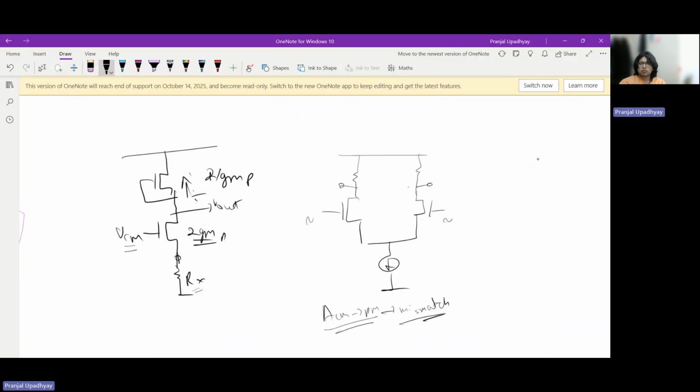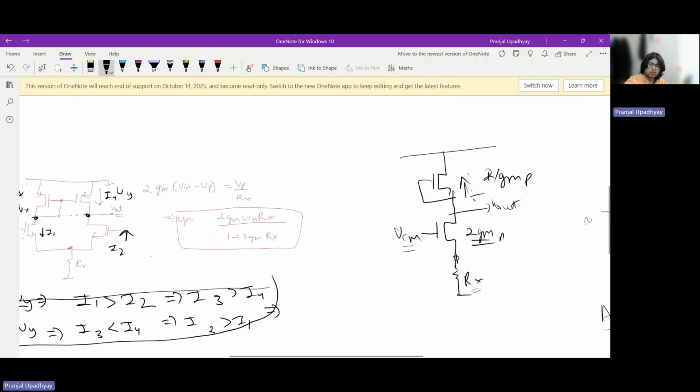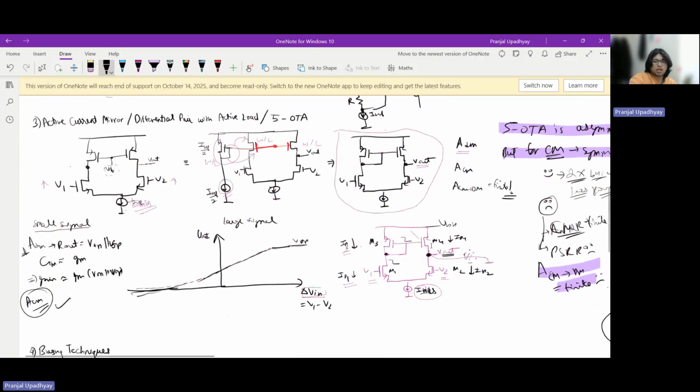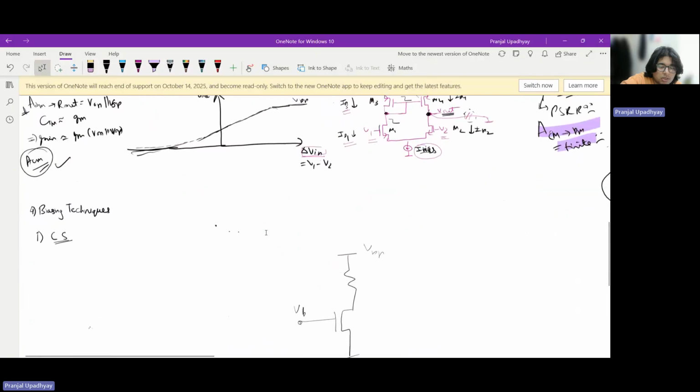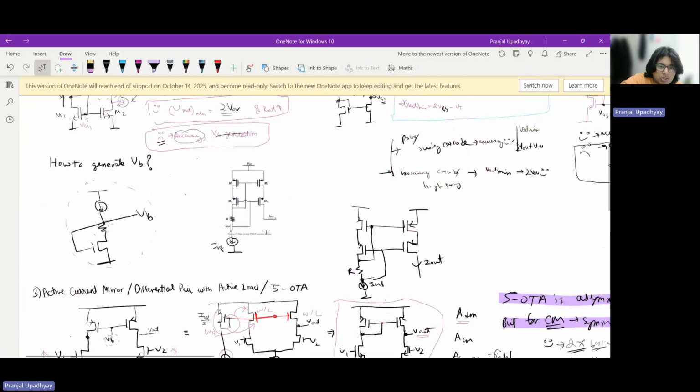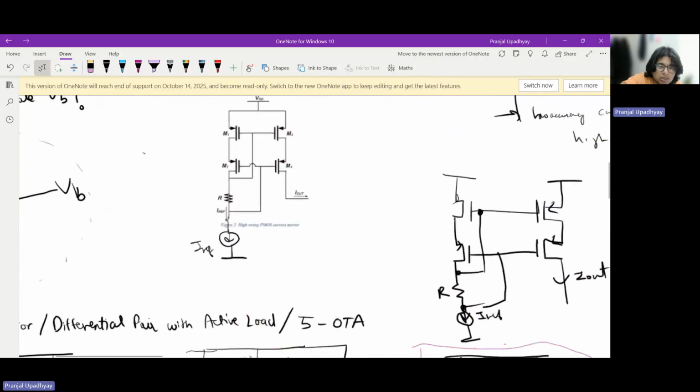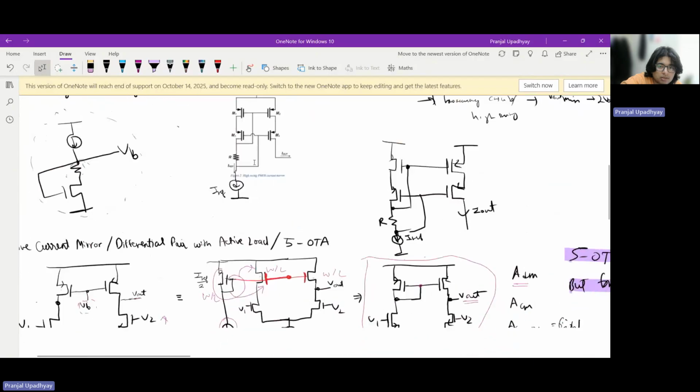One more thing that we might explore if we have time is the common mode rejection property of a single-ended differential amplifier. That is also something we will try to look into. After that, we'll only be left with the last topic, which is the biasing techniques. And if time permits, I'll also go through one example of a high-swing cascode current mirror.